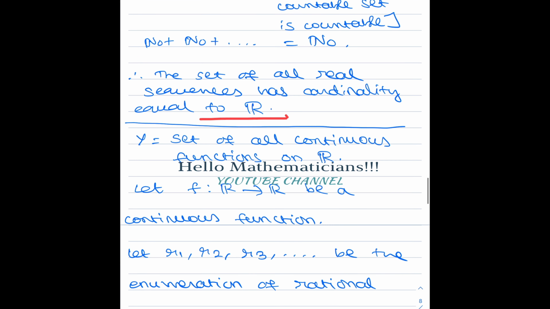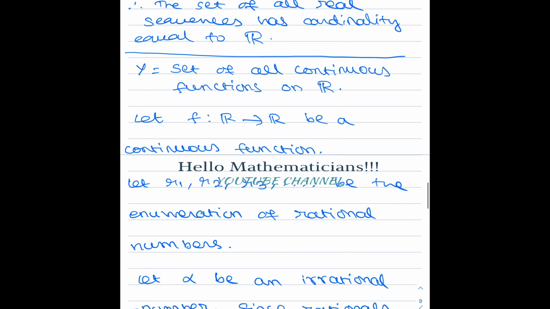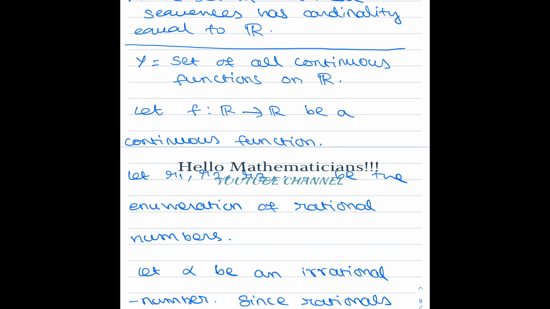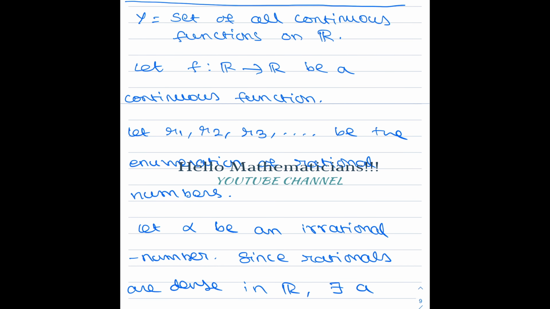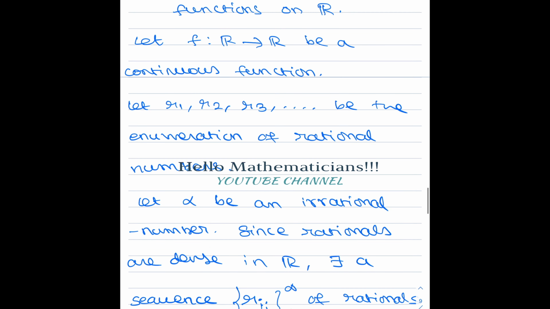Okay, this is our own observation. Using this observation, we prove that the set of all continuous functions on R will also have the same cardinality as R. That is what we are going to prove. First we observe something about continuous functions from R to R. Using that observation, we prove that the set Y also has the same cardinality as R. Let f from R to R be a continuous function.